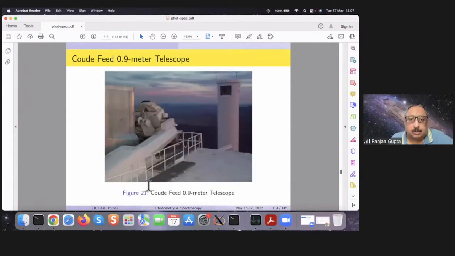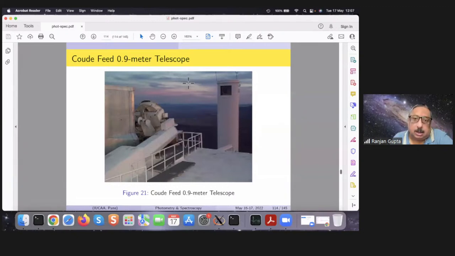Now let me show some nice instruments, real instruments. So this is a telescope. 0.9 meter is the diameter of the telescope, but actually the mirror is here. This is in Arizona on a mountain about 2000 meters high, where my colleagues from Delhi University and Americans and I collaborated to form a very large spectra set of various stars, almost 1200 stars.